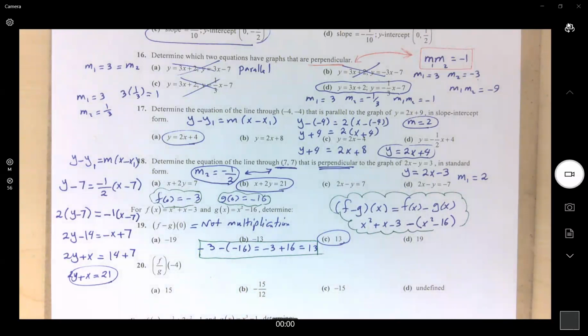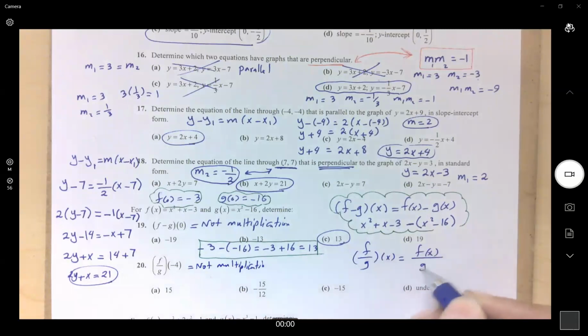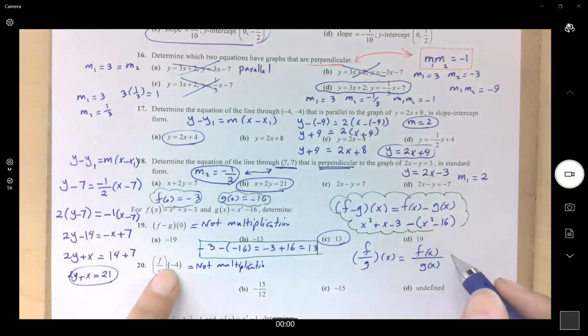Question 20 says, just divide them. Again, guys, this is not multiplication. F divided by g at x is defined as f of x over g of x. That's the definition of this new function, this new object that you're trying to create here. So you can calculate f of -4, you can calculate g of -4 and do the division. F of -4 divided by g of -4.